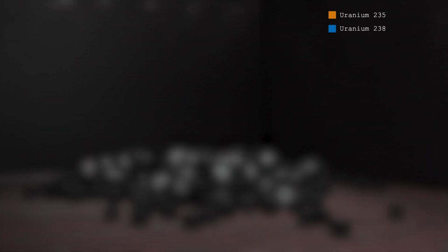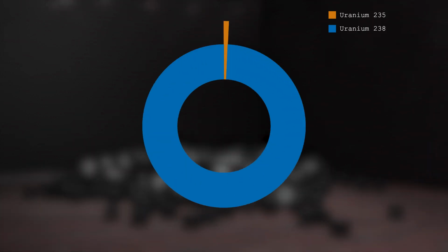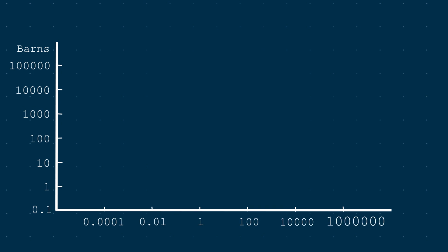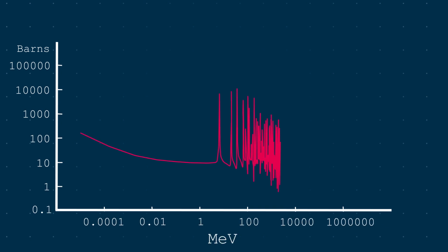So what happened? Well, remember all the U-238 in our pile that can't undergo fission? Well, it doesn't like to undergo fission. It does like to absorb neutrons, especially the fast ones created by the fission of U-235. This is the absorption spectrum of U-238. It shows the cross-section of absorption for varying neutron energies. You can think of the cross-section as the chance that the neutron interacts with the U-238 atom.